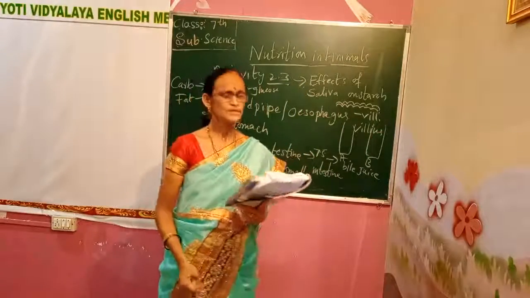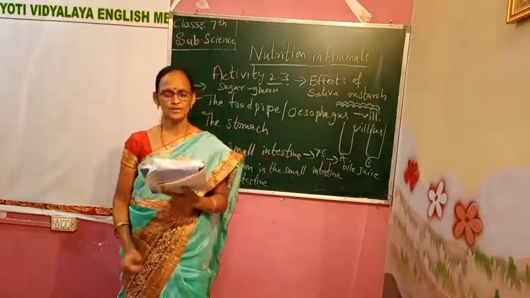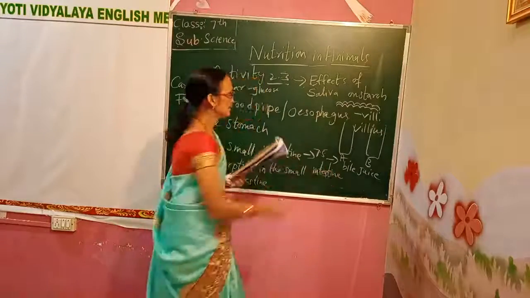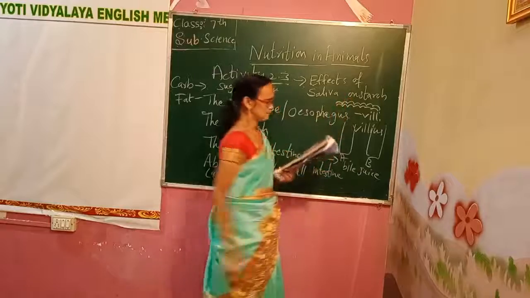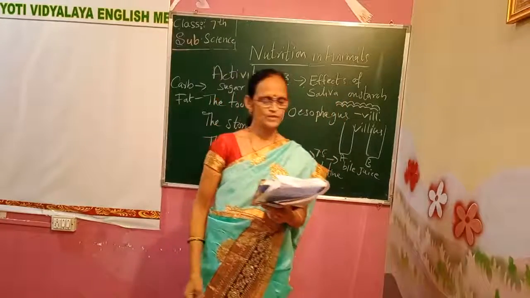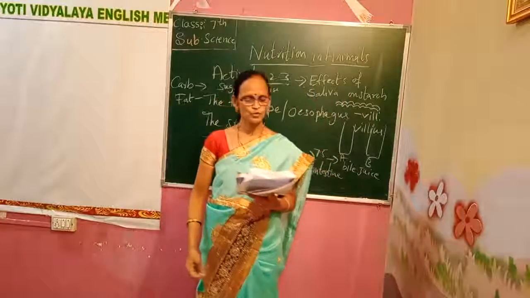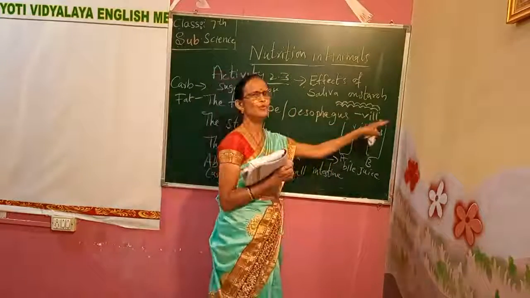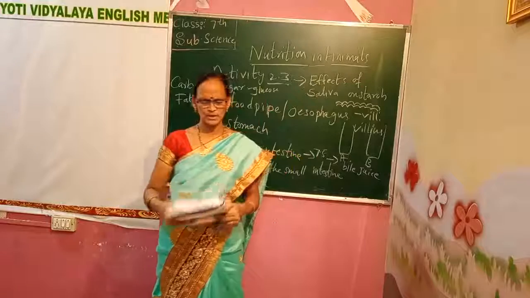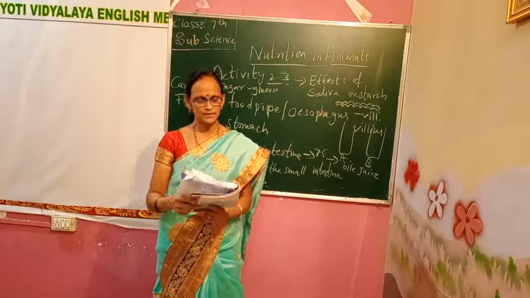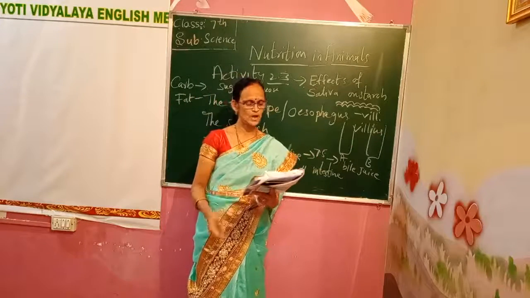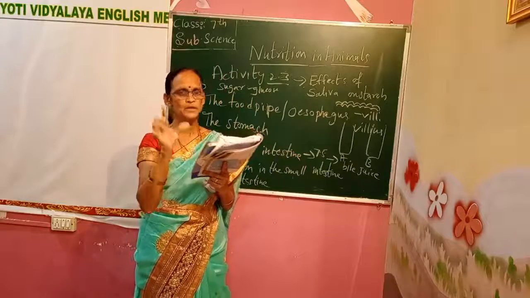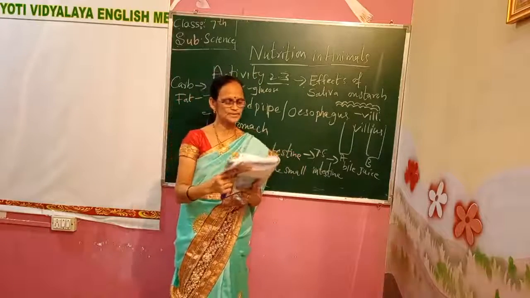These thin walls are finger-like. Finger-like means they are like this. Finger-like structures are called villi. Can you guess what role villi could do in the intestine? What work is it doing? Now let us see. Villi increase the surface area of absorption. It is increasing the absorption area of the small intestine.